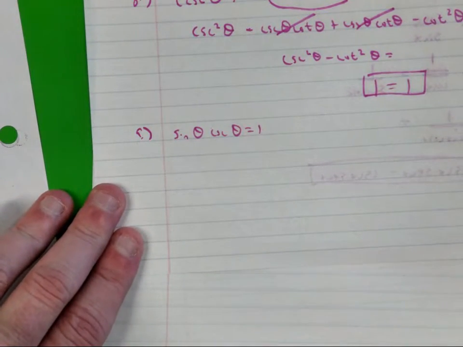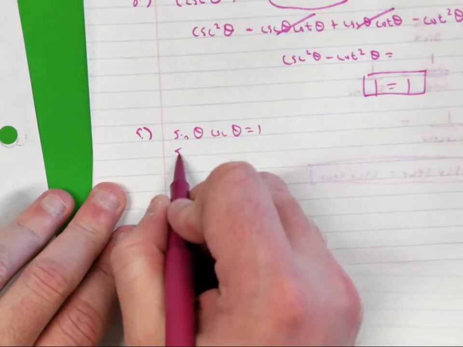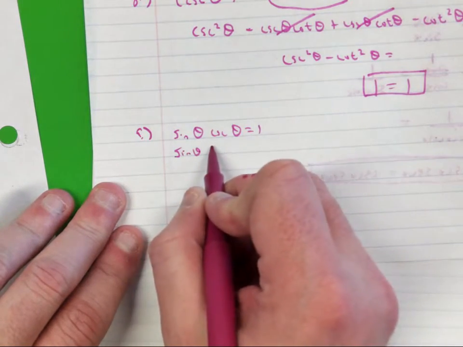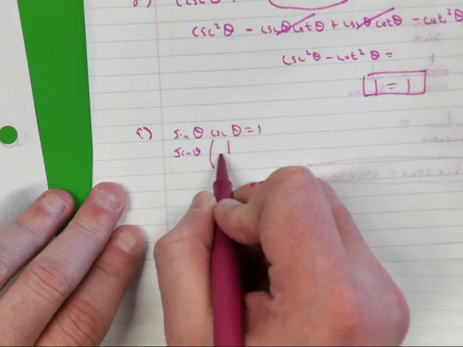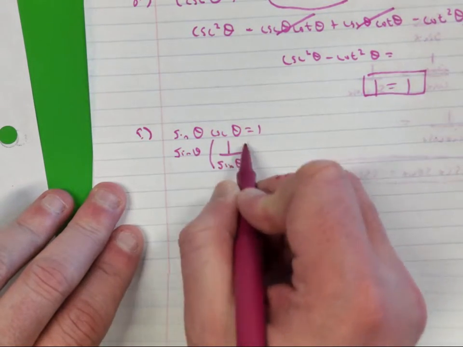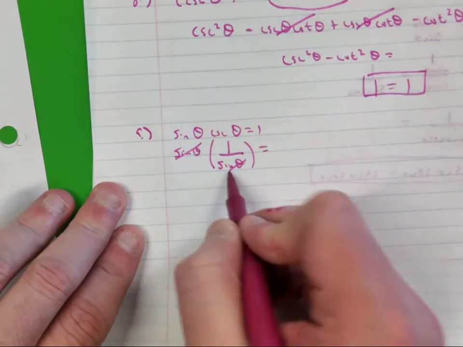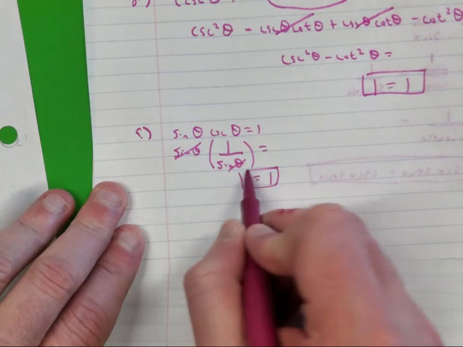This is a very easy one, isn't it? Yes. I can rewrite cosecant as 1 over what? What happens with sines? So 1 equals 1.